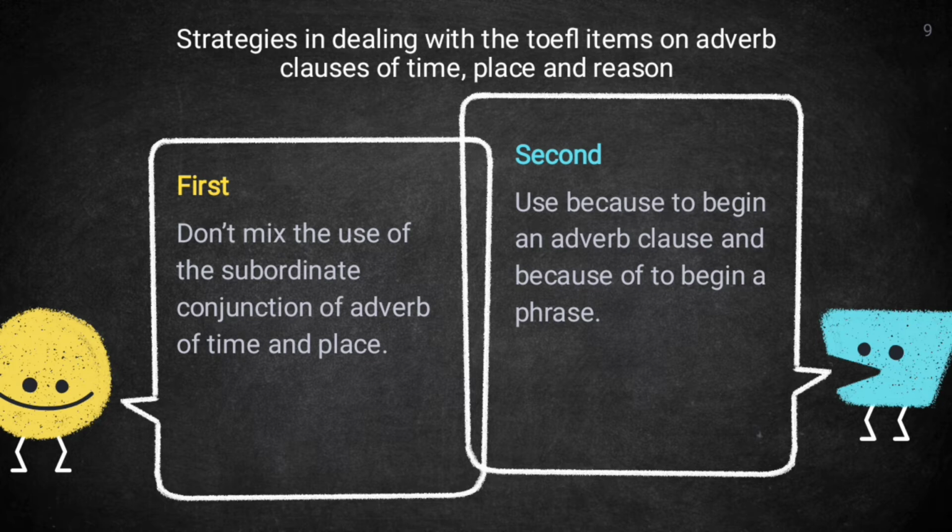There are strategies used to make it easier to use adverb clauses of time, place, and reason. First, don't mix the use of the subordinating conjunctions of adverbs of time and place. Second, use because to begin an adverb clause and because of to begin a phrase.